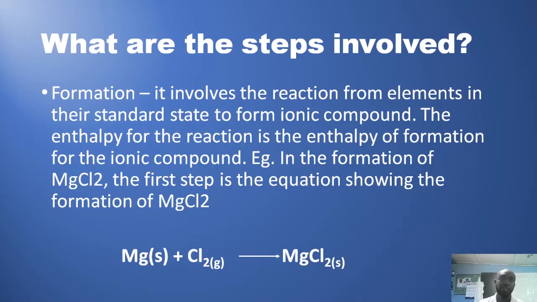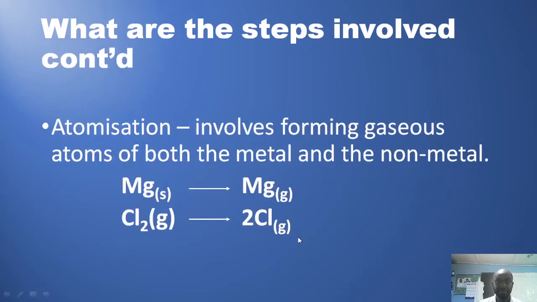In the first step, you have the formation, where you write an equation to represent the whole reaction with the elements in their standard state to form the ionic compound, and the enthalpy of the reaction represents the enthalpy of formation of that particular compound. So for example, you have magnesium chloride. Magnesium, which is a solid, is in its standard state, and chlorine, which is a gas, is in its gaseous state, and they are forming magnesium chloride. So that is the first step.